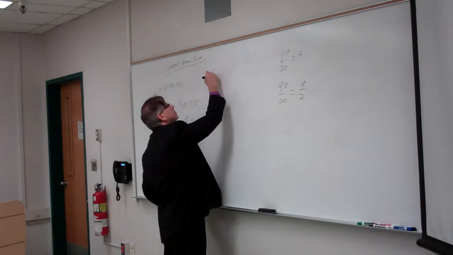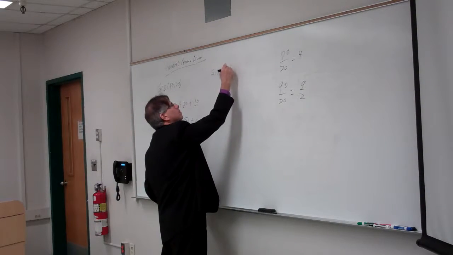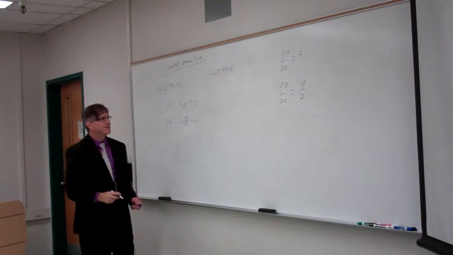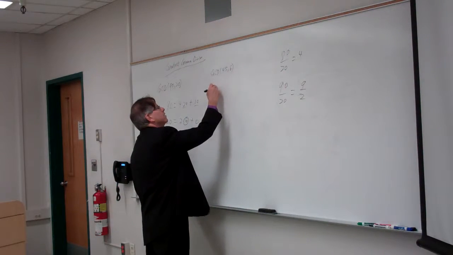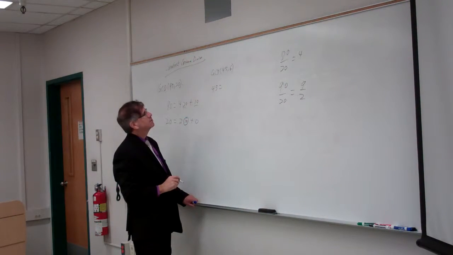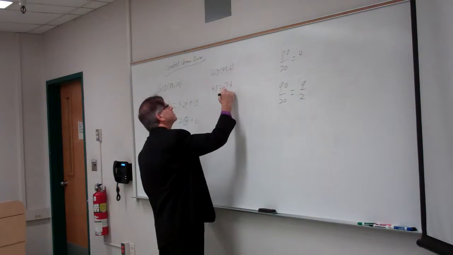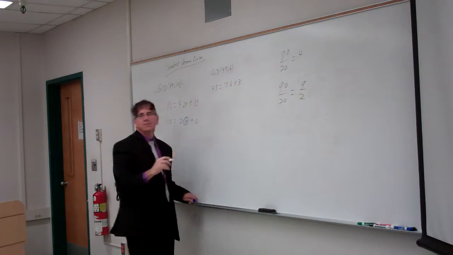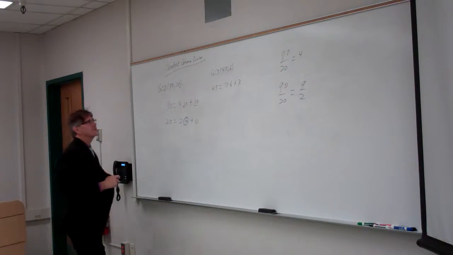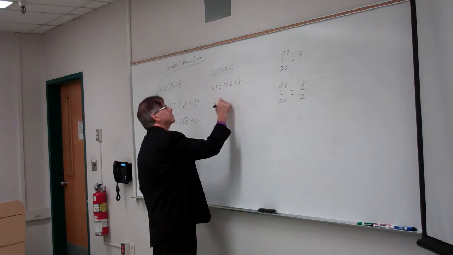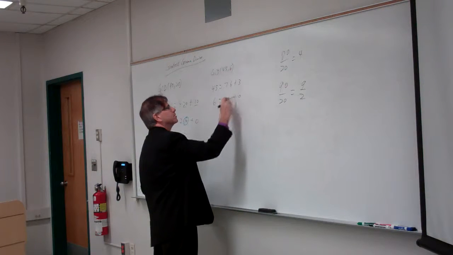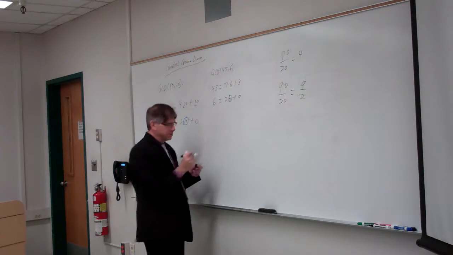So, if I wanted the GCD of 45 and 6, 45 equals, I think 7 times 6 plus 3. 42 plus 3. Then 6 equals 2 times 3 plus 0. There's my GCD.